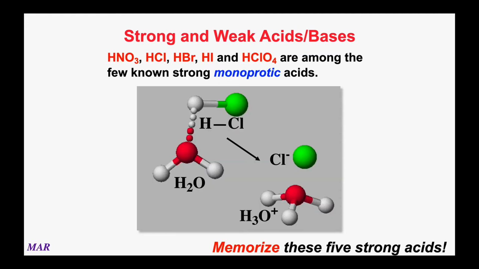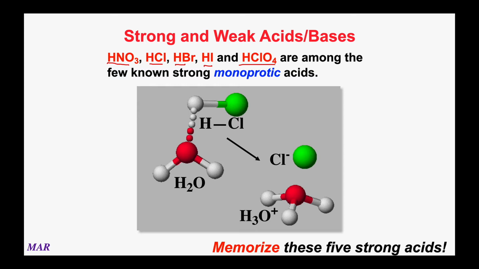There are 5 strong acids, and I highly recommend that you memorize them, put them in your calculator, or whatever you need to do. There are thousands of acids, but really there's only 5 strong acids that you need to worry about. These are 5 strong monoprotic acids, which means they give up 1 H+. And the 5 strong acids are nitric acid, HNO3, hydrochloric acid, hydrobromic acid, hydroiodic acid, and perchloric acid. And those 5 acids are very strong.